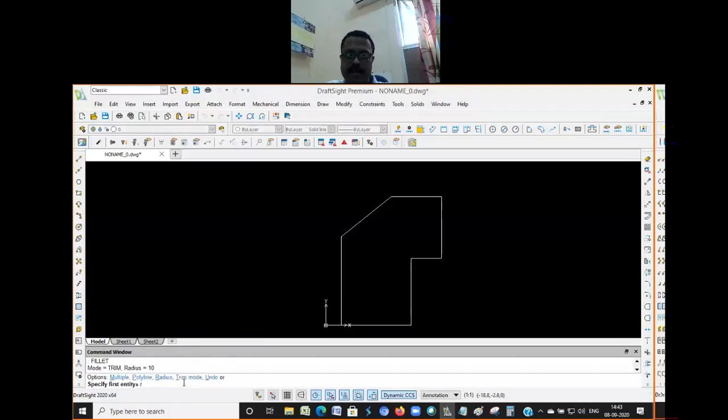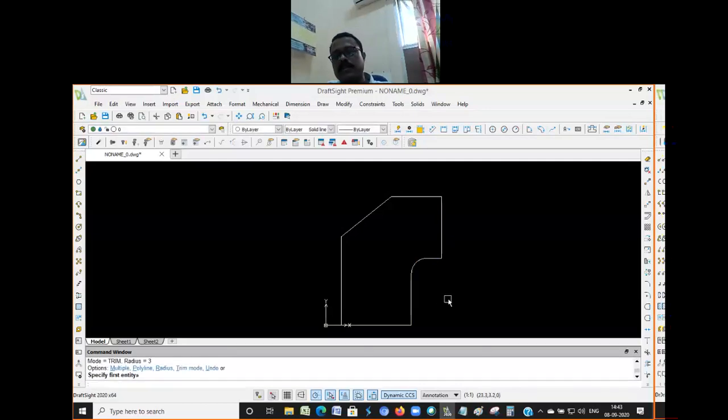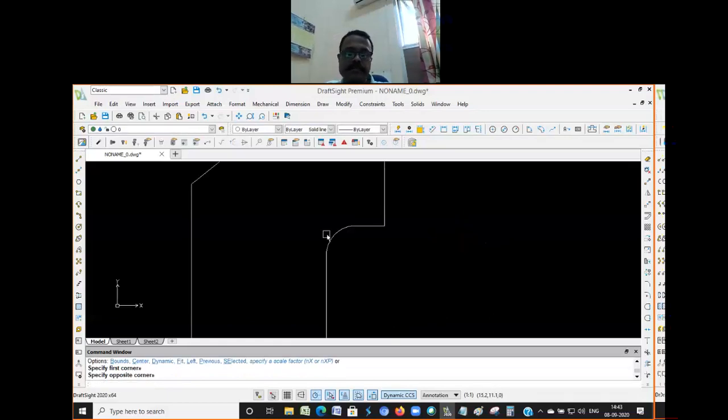Again, go back, type R. Let us give a 3 millimeter radius. First line is this one, second line is this one. Yes. So can you see the difference on the screen? Before and after fillet. So what do you understand by radius 3?